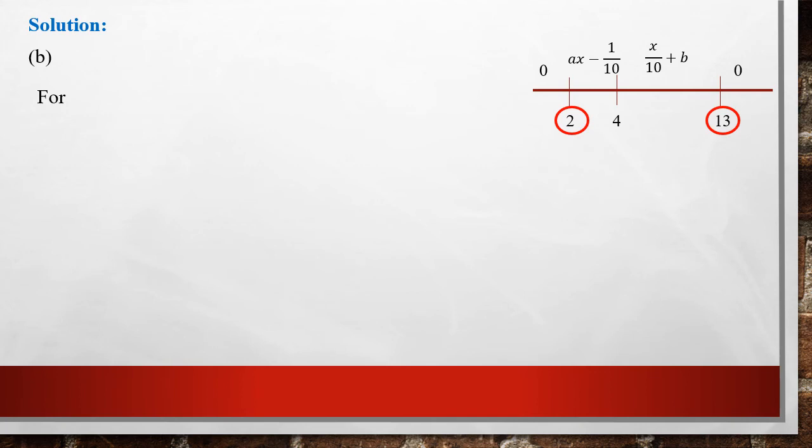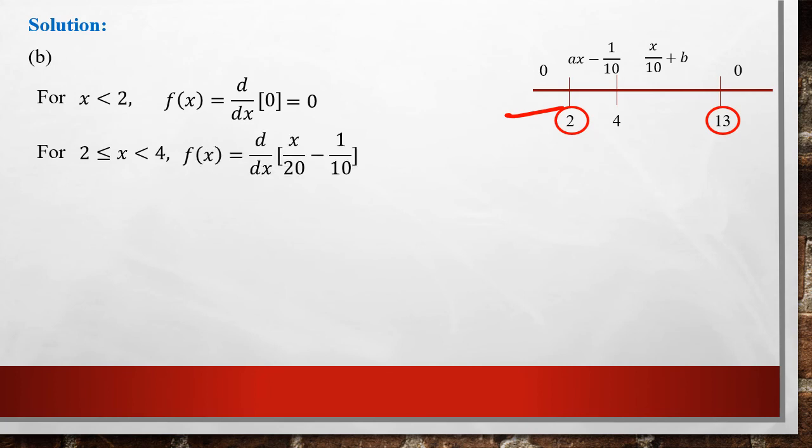So the first one, for negative infinity to 2, where x is less than 2, we just have to differentiate 0. So differentiating 0, we get 0. And the next one, for x in between 2 and 4, we differentiate ax minus 1 over 10. So a is 1 over 20, right? So differentiating x over 20 minus 1 over 10, we get 1 over 20.